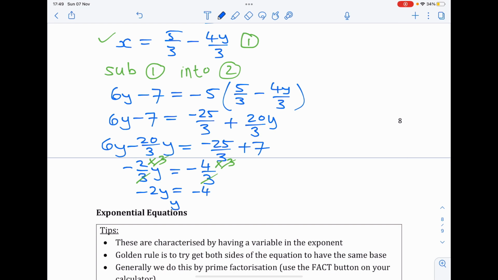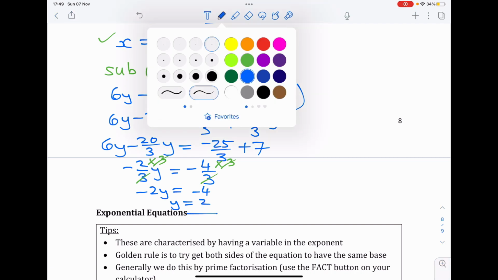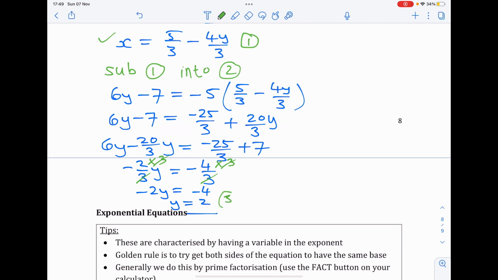We divide both sides by minus 2. So minus 4 divided by minus 2 is 2. That is now equation 3. And now I'm going to substitute equation 3 into equation 1. It's always easier to sub equation 3 into equation 1.